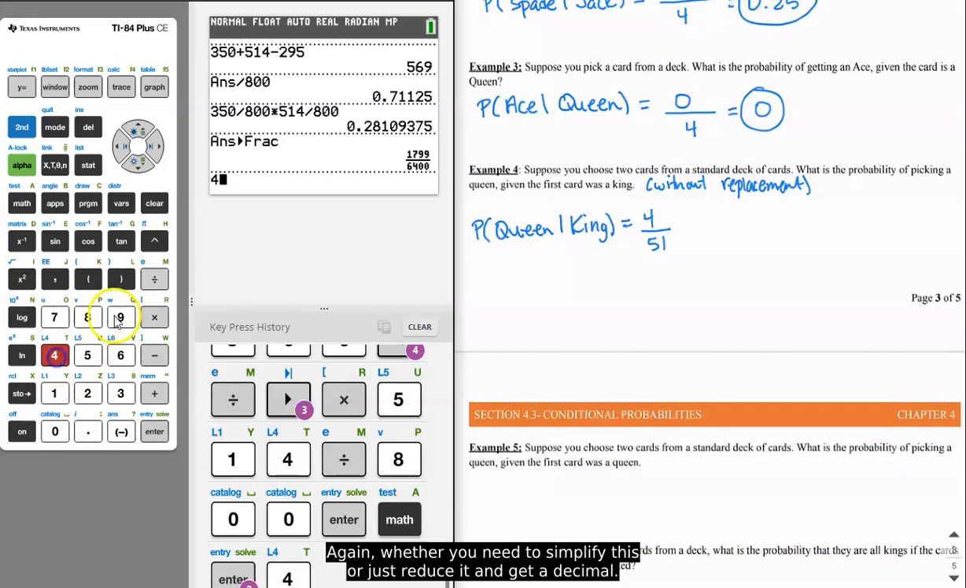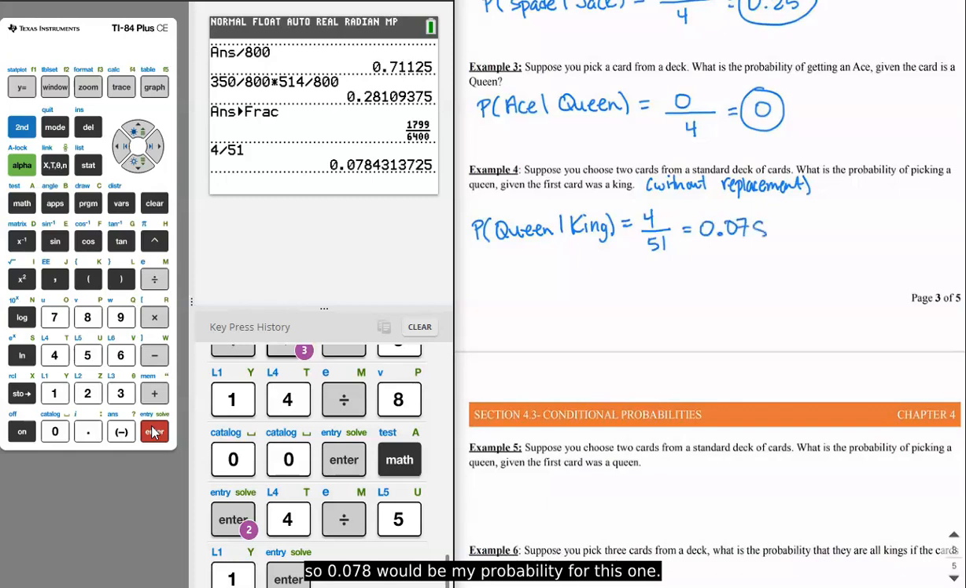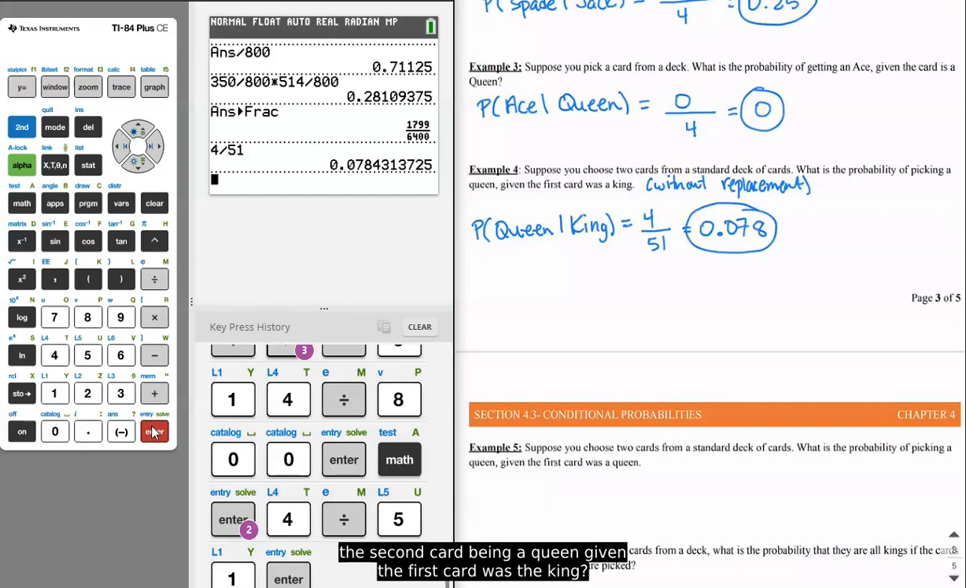Whether you need to simplify this or just reduce it and get a decimal, let's do maybe 3 decimal places. So 0.078 would be my probability for this one. That's the probability of the second card being a queen given the first card was a king.